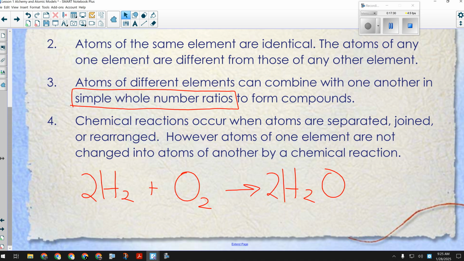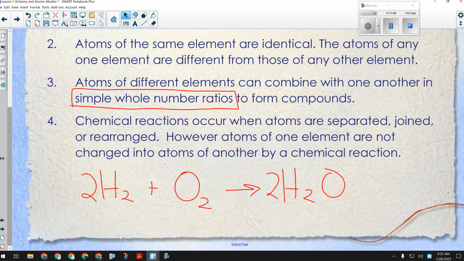I would have 4 hydrogen atoms on each side. That's why I put the big 2's in there. And I would have 2 oxygen atoms on each side. I haven't split any atoms. I don't have any fractions in here. Does everyone kind of follow me?